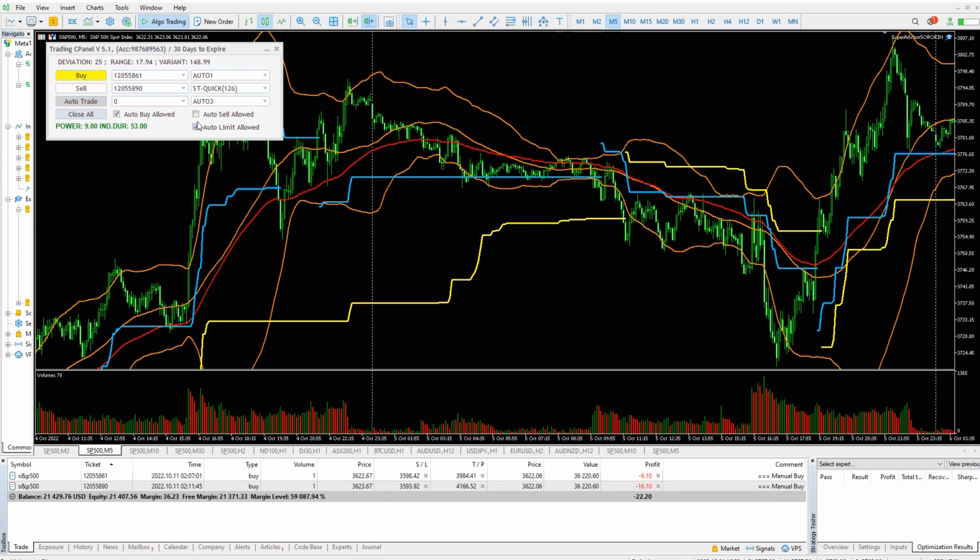And finally, this is all about the simple system. You can do this in manual trade and automatic trade, and control the system.